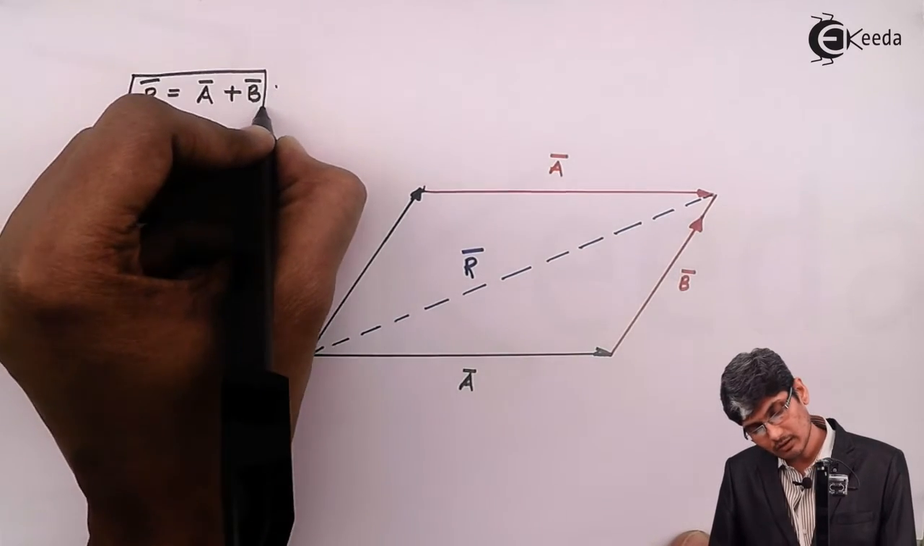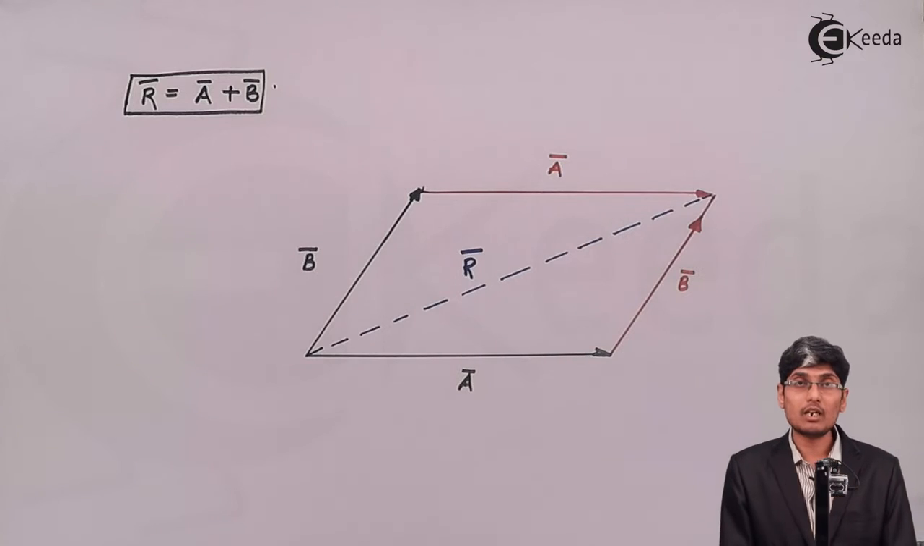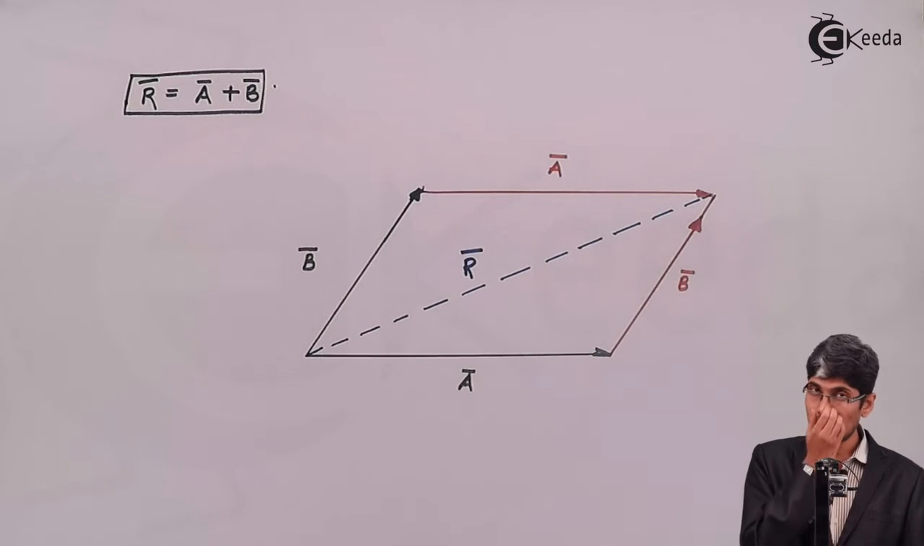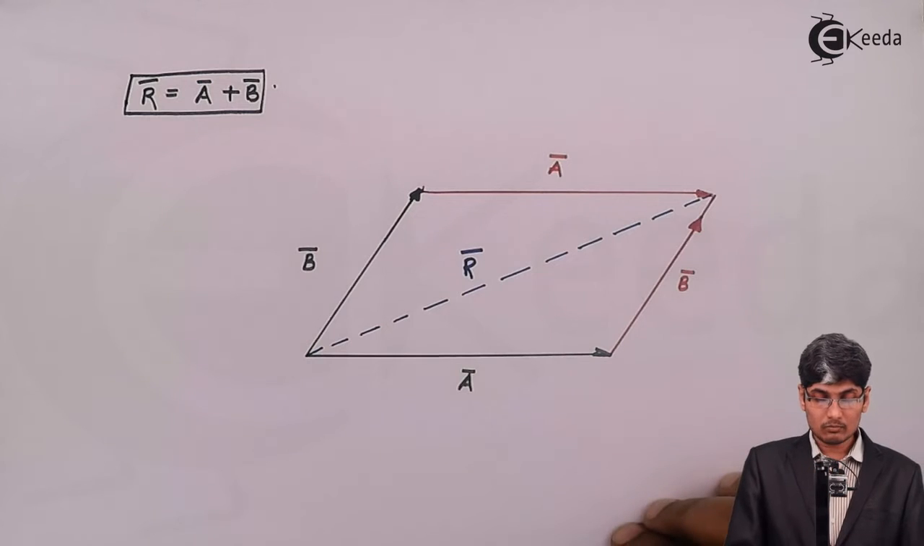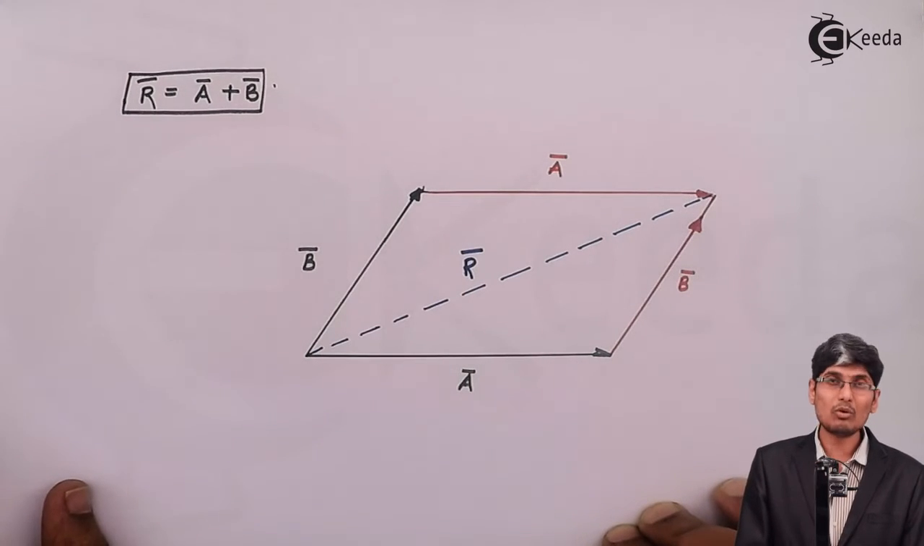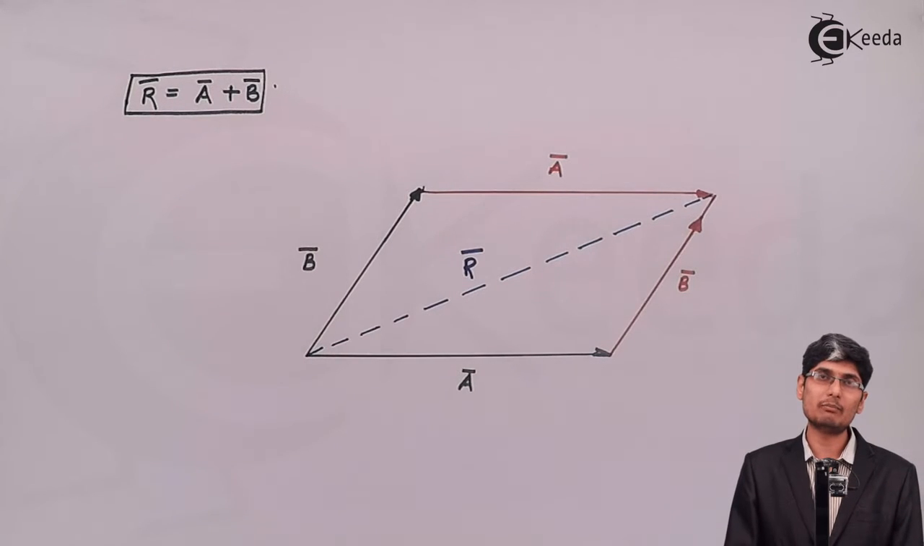So for addition of vectors, we have two laws. One we call the parallelogram law, and the second one we call the head-to-tail law. So the resultant can be calculated very easily using these two laws. More often we will be using the head-tail law, and not so frequently the parallelogram law, because the head-tail law gives me the benefit of dragging only one vector. Here we have to drag two vectors.